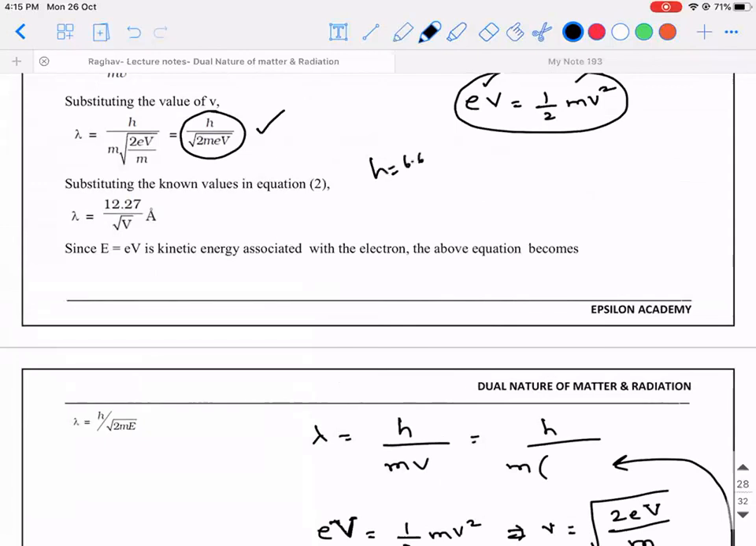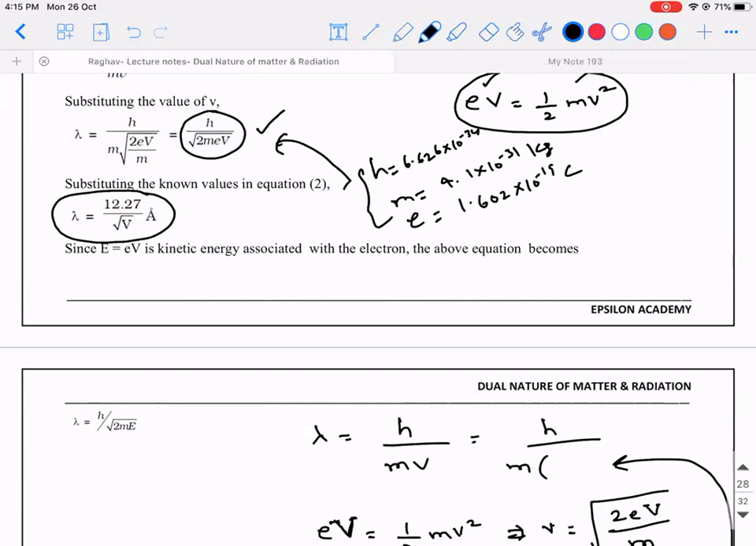So if you substitute the value of h as 6.626 into 10 power minus 34, mass of the electron as 9.1 into 10 power minus 31 kilogram, and charge of the electron as 1.602 into 10 power minus 19 coulomb, then the value of lambda that comes out is 12.27 divided by root V angstrom. So this is a direct formula for the de Broglie wavelength of an electron, and it is useful for us to calculate when you know the potential difference across which the electron is accelerated.